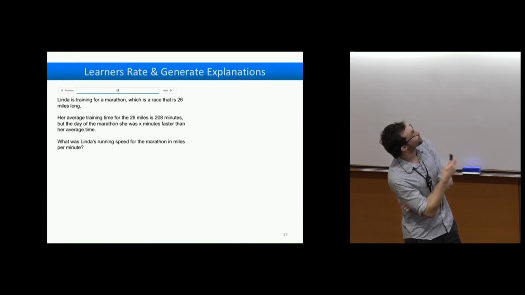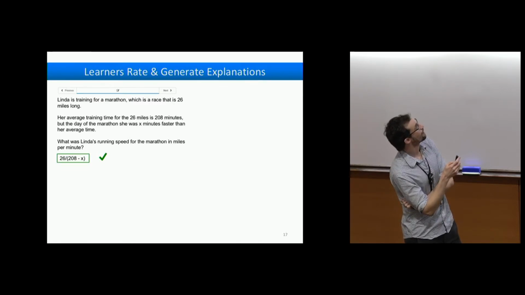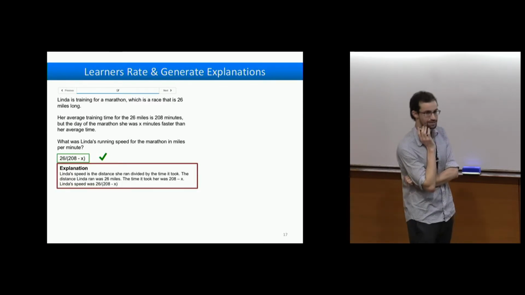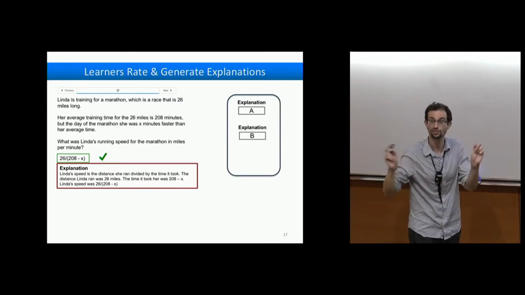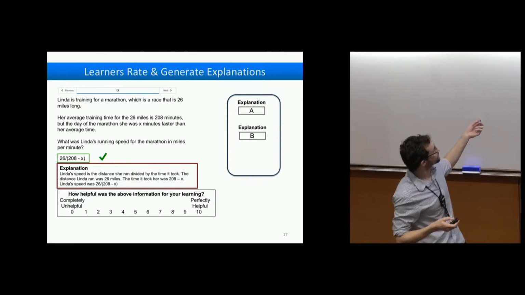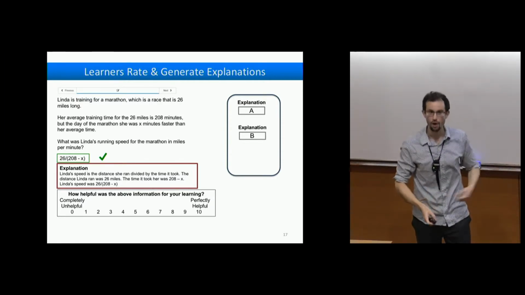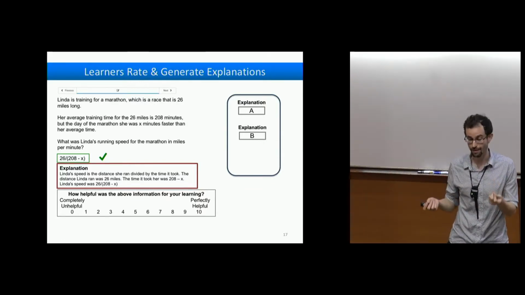So here's the setup. We give people problems, and they attempt it. Eventually, they get the answer. Then we give them an explanation for why the answer is correct. And this is the thing that we're experimenting on. This is what we want to be our intelligent agent. We ask them to rate how helpful the explanation was on a scale from 0 to 10, which my psychology colleagues jump on me because they say it's subjective and it's problematic, and I agree with them.